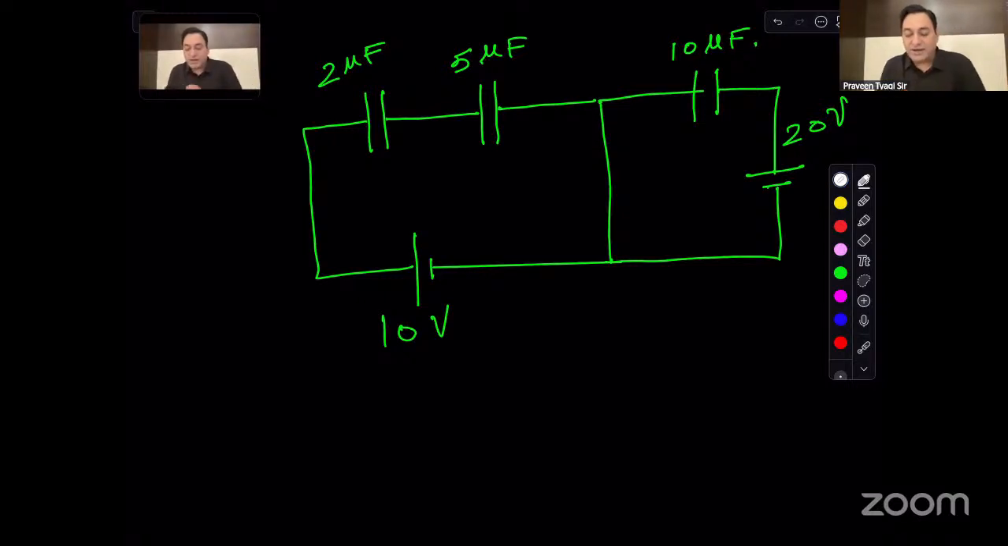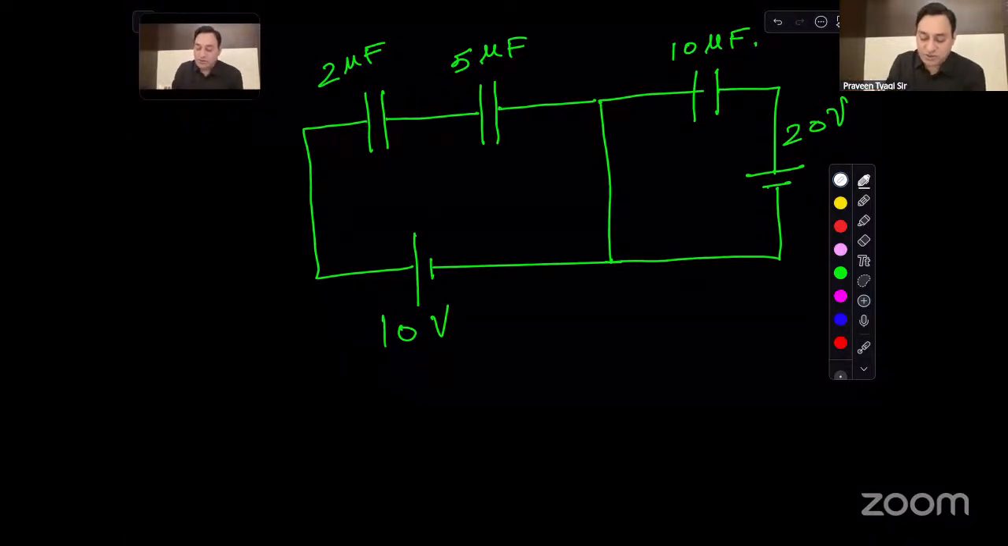These are the two batteries. The steady state has been achieved. You have to find the net charge on each capacitor. All we will do is apply Kirchhoff's voltage law. Just see this, how to do these questions.